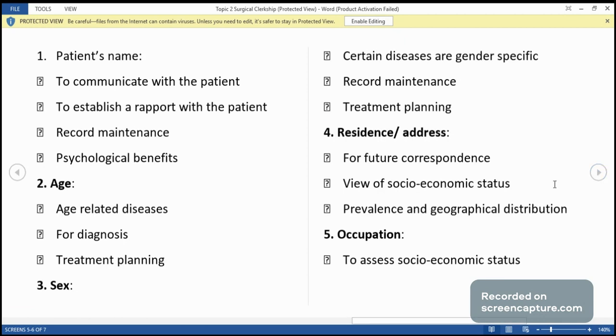That is the patient name. Why do we get the patient name? You have to give the patient name. It's a psychological benefit. The patient will be like at home, okay? So when you're establishing a rapport with the patient, you need that. And also to record data and maintenance. Like we have referrals, we have documentation. All those require a name.